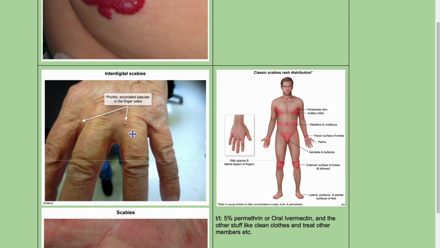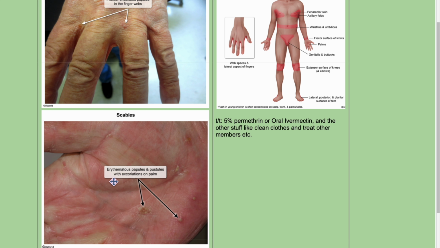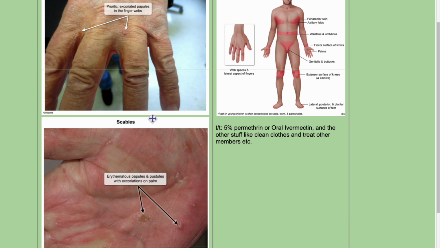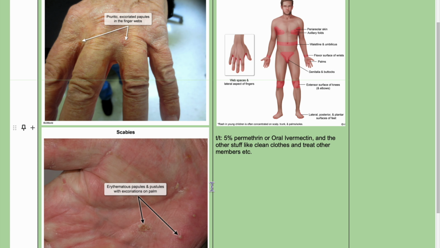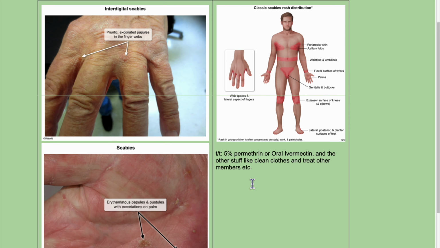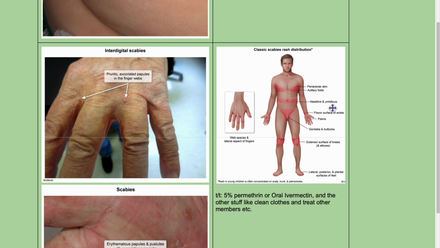Interdigital scabies, you know this one. Pruritic excoriated papules in the finger webs. They'll tell you it's itchy, it's in the finger webs, it's worse at night, right? Treatment is 5% permethrin or oral ivermectin, and the other stuff like clean clothes and treat other members, etc. Okay, so the one you need to remember is permethrin.